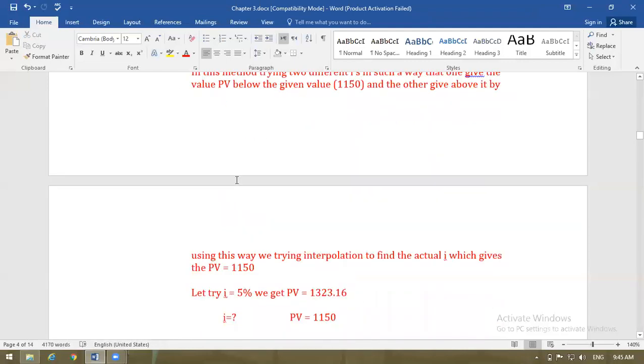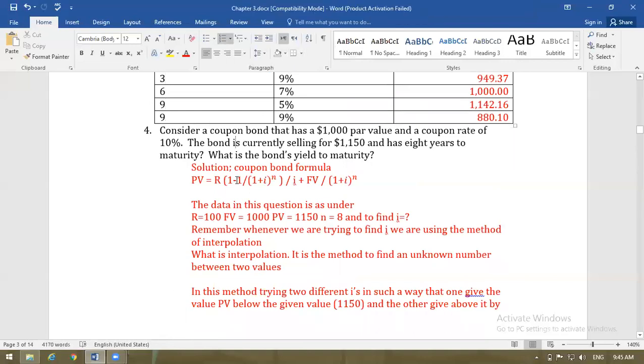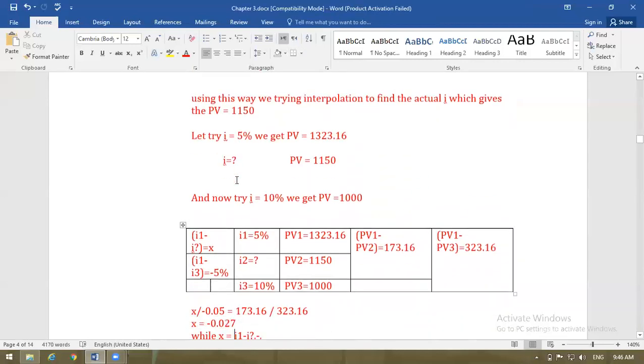Again, I am repeating this question. Consider a coupon bond case. Its face value, present value, coupon rate, and number of years to maturity are given. The question is to find out the market interest rate or yield to maturity. For the market interest rate or yield to maturity, we are using interpolation. And this is interpolation.